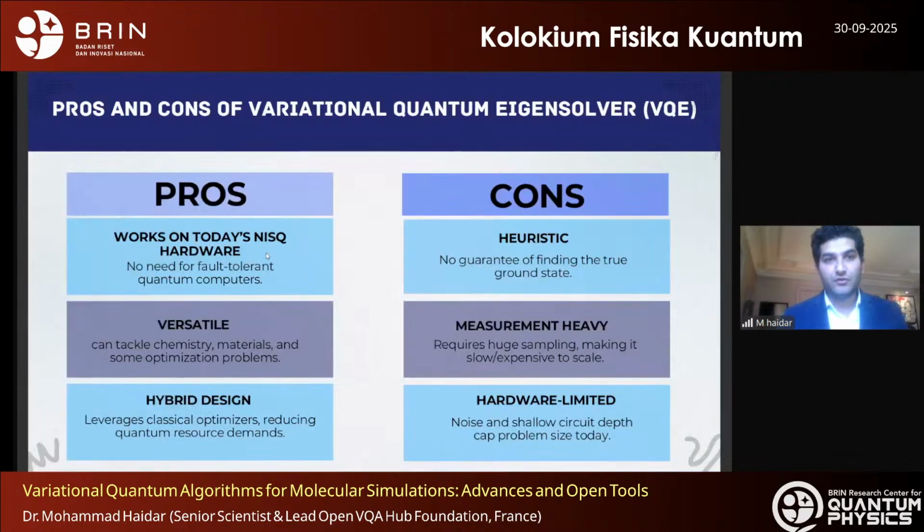So the pros and cons, of course, the most important thing in the variational quantum eigensolver is that you don't need a fault-tolerant quantum computer. You can apply it in the NISQ era. It's a hybrid design, so the classical computer can help you to optimize the parameters. So this will help to reduce the resource demand from the quantum computer. And it can tackle chemistry problems and some optimization problems.